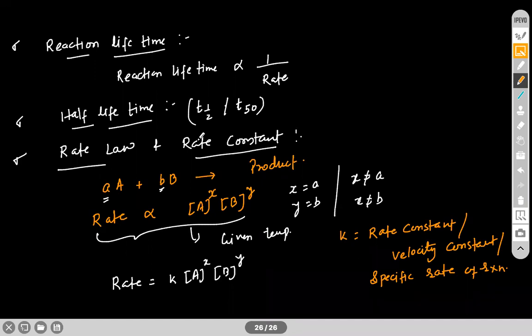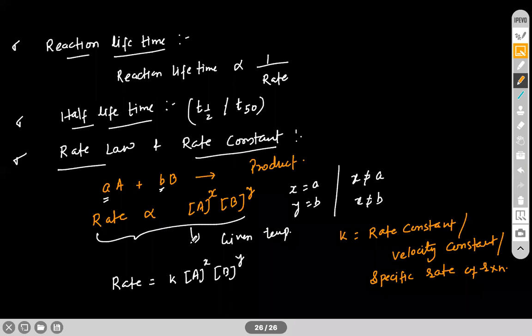Correct? X and Y are the experimentally determined quantities. Write down this: X and Y are the experimentally determined quantities. Like I said, these may or may not be equal to their stoichiometric coefficients in a given balanced chemical reaction. Okay.